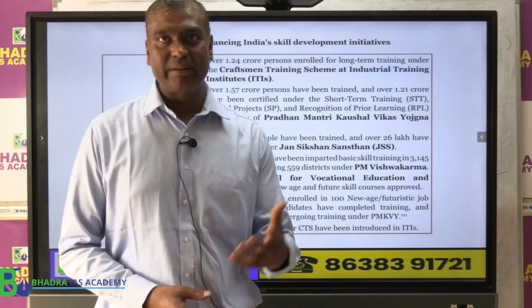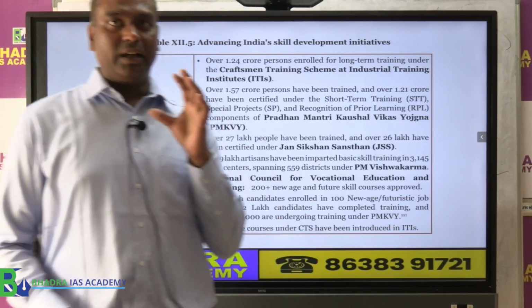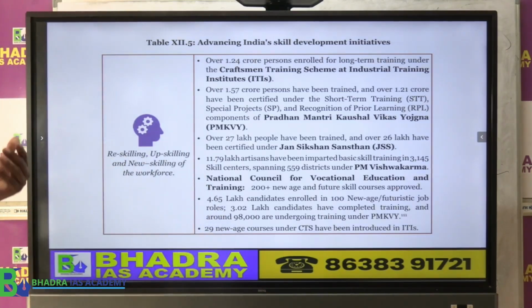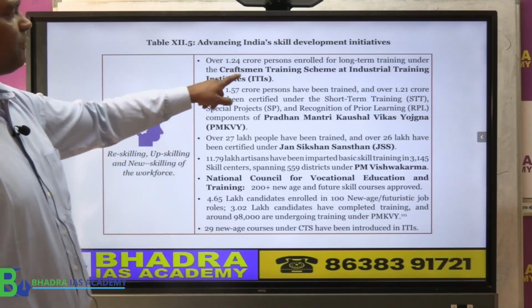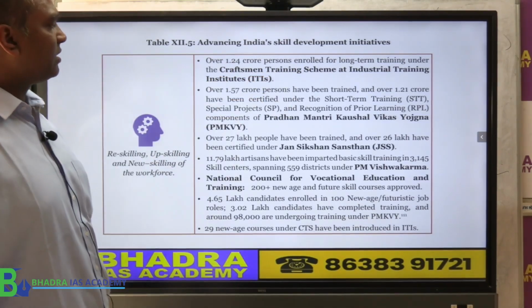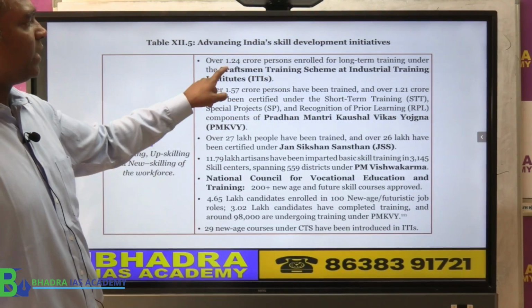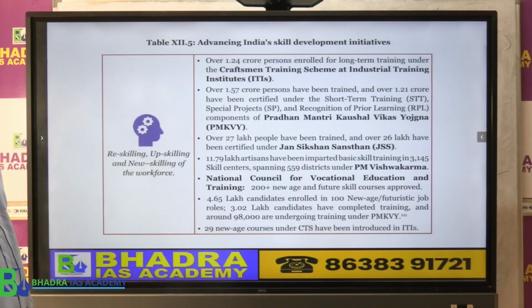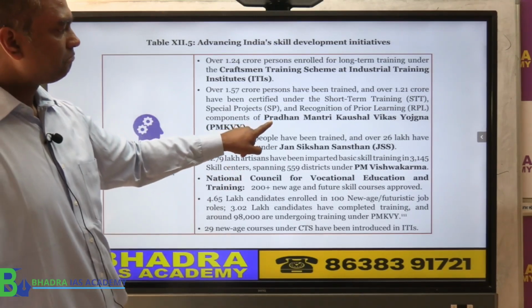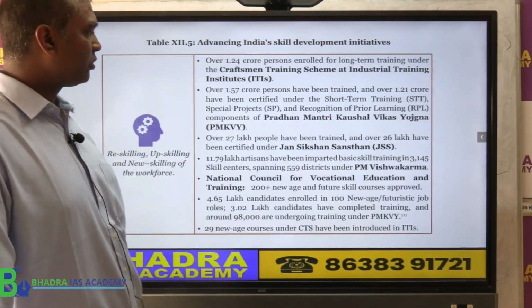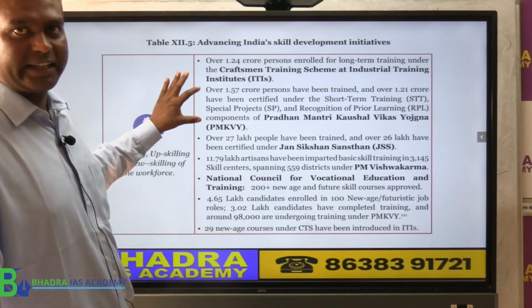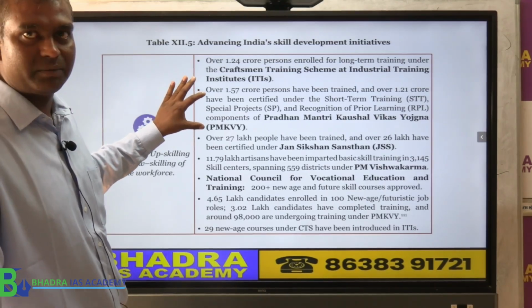So we have a Skill India mission going on in India. Now what the government is trying to do, though people are not getting ready for training, is provide the training, like the Craftsman Training Scheme at Industrial Training Institutes. 1.2 crore persons enrolled for long-term training. This is the popular one: Pradhan Mantri Kaushal Vikas Yojana. Be familiar with these names of these schemes, because this can be asked in prelims.